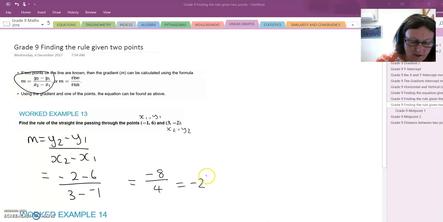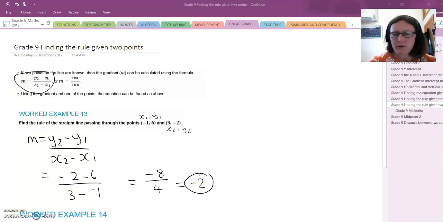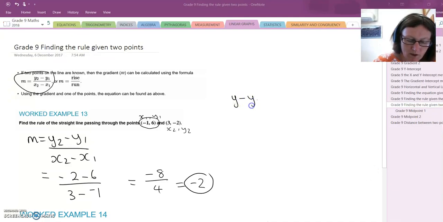Okay, I have my gradient. Now what I do is I just choose one of those points. Doesn't matter which one, so let's choose the first one. I then use my formula like I did before when I had the gradient and 1 point. So I use my y minus y1 is equal to my m(x minus x1).